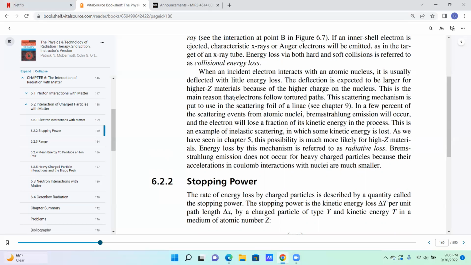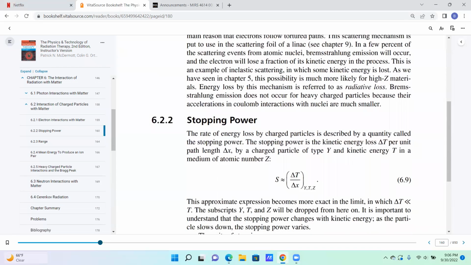In a few percent of the scattering events, Bremsstrahlung emission will occur, and the electron will lose a fraction of its kinetic energy in the process. This is an example of inelastic scattering in which some of the kinetic energy is lost. Remember, with elastic scattering, the energy is conserved. Inelastic means that you're going to lose some. This possibility is much higher for high Z materials. Energy loss with this mechanism is referred to as radiative loss. Bremsstrahlung emission does not occur for heavy charged particles because the accelerations in Coulomb interactions with nuclei are much smaller.